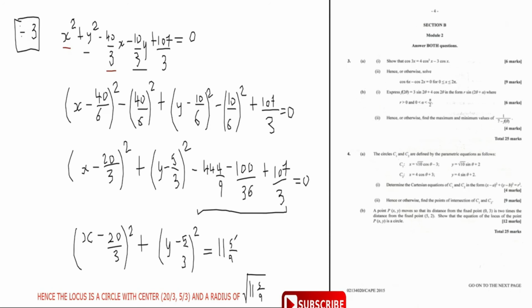Nice and easy. And this takes care of question 2, and so this takes care of module 2. Nice and easy. Let's go to module 3. All right, so you sip some water, and you go to module 3.